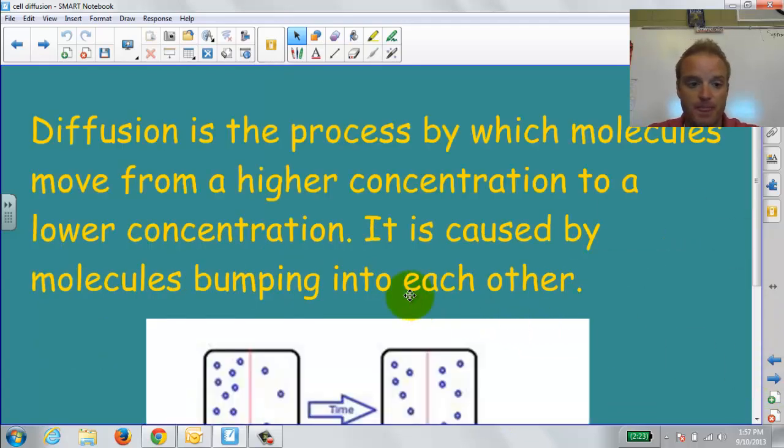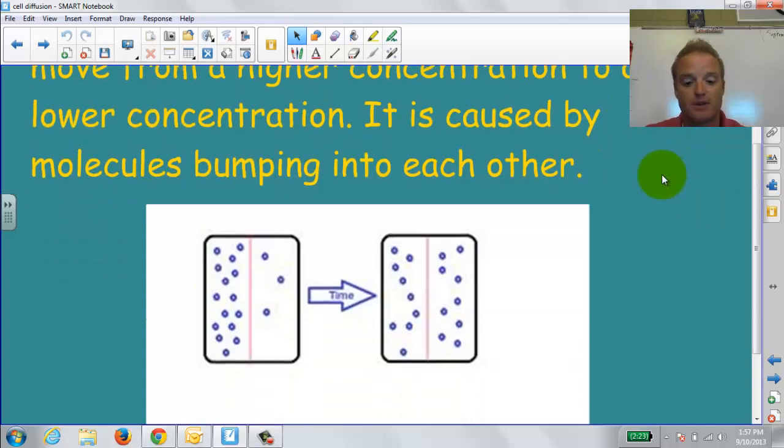So our first one is diffusion. Diffusion is a process by which molecules move from a higher concentration to a lower concentration. It is caused by the molecules bumping into each other. As they bump into each other, they want to spread out and take up more and more space. When they start off, they're really close together, and over time, after bumping into each other, these molecules spread out and take up more space. And so I have that down here to show you.